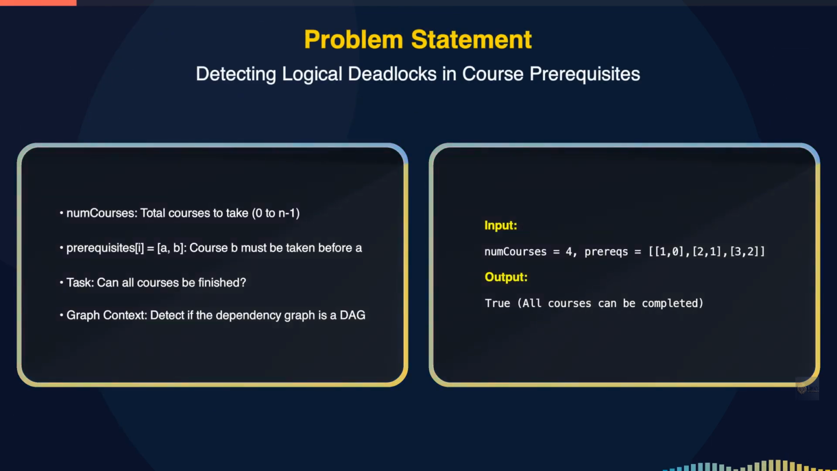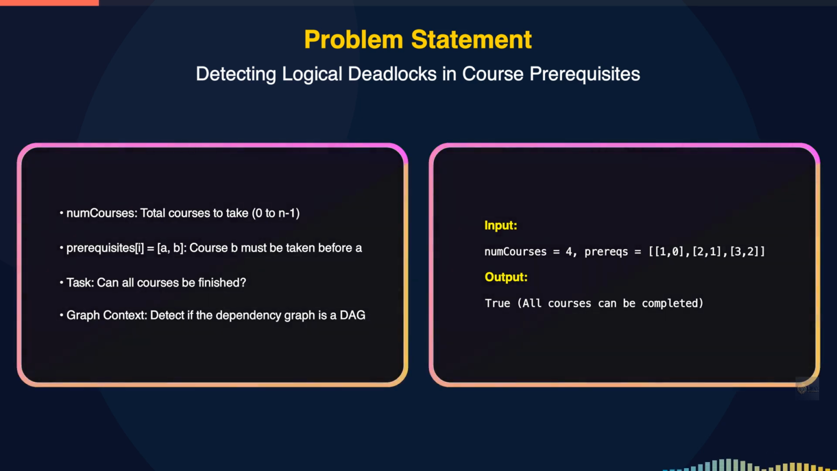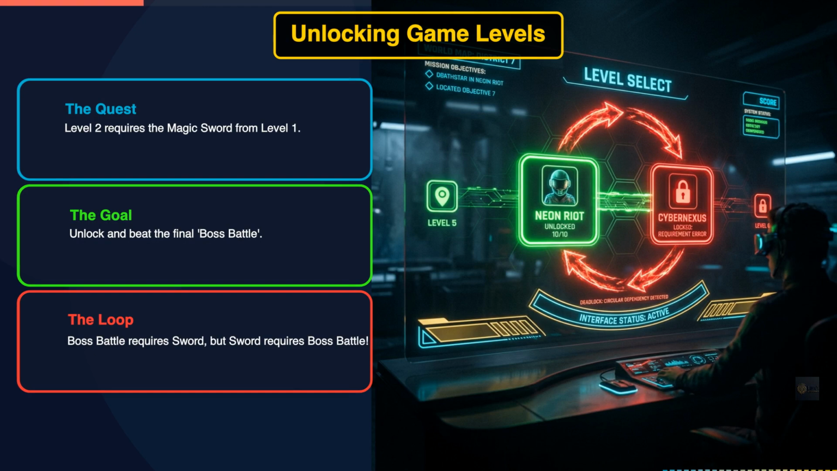Look at the screen. We are given a total number of courses and a list of prerequisite pairs. For example, the pair 0, 1 means you must take course 1 before you can take course 0. Our task is to determine if it is possible to finish all the courses. In graph terms, we are checking if a directed acyclic graph, or DAG, can be formed. If there is even one circular dependency, finishing all courses becomes impossible.